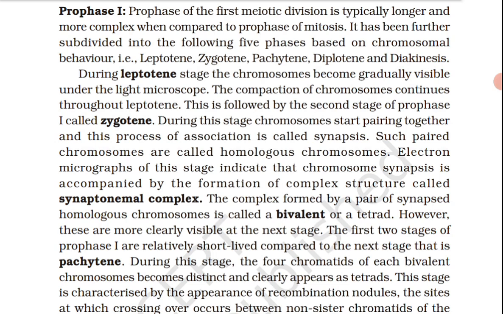These X-shaped structures are called chiasmata. In oocytes of some vertebrates, diplotene can last for months or years.